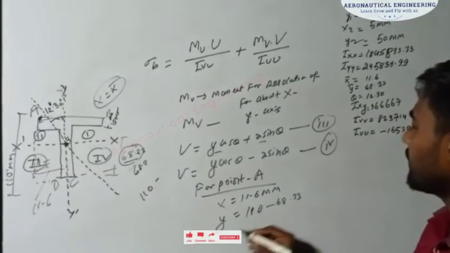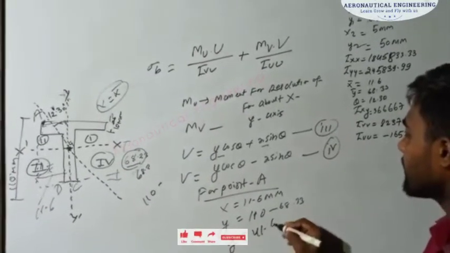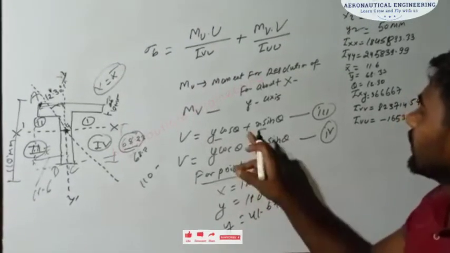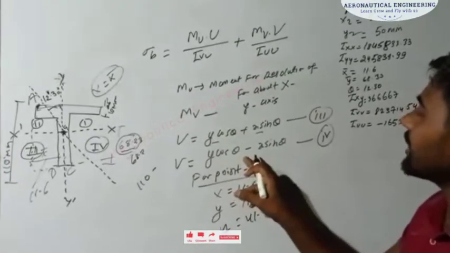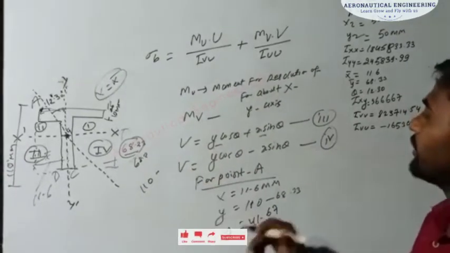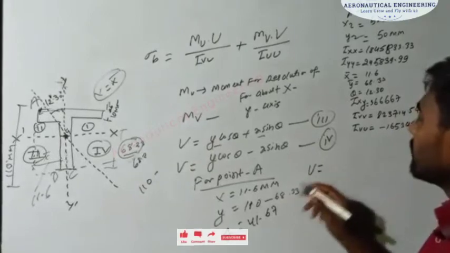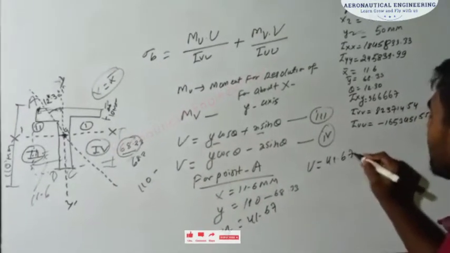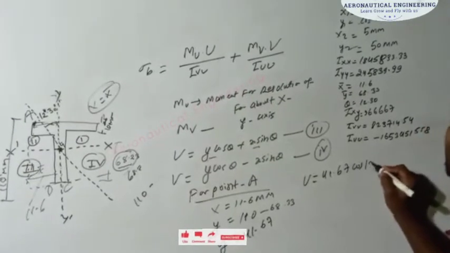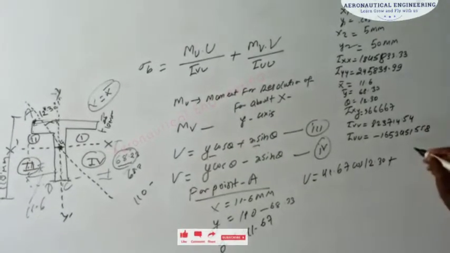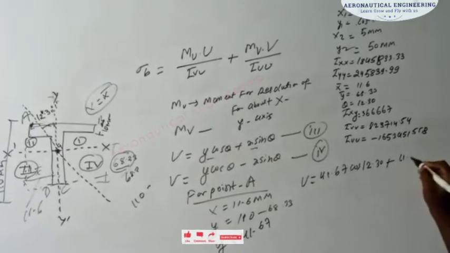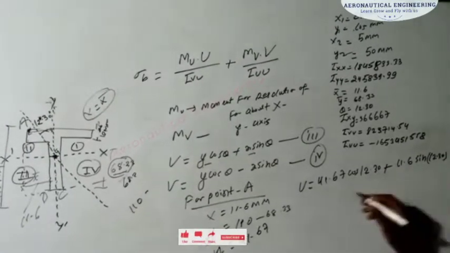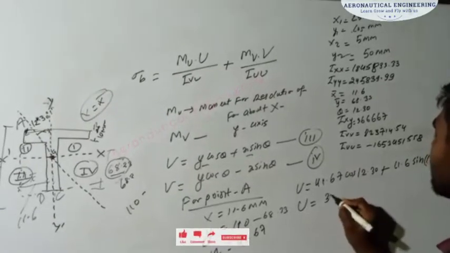110 minus 68.33, we get y equal to 41.67. Now we have to substitute x and y value in this equation and this equation, so we get the value of u and v for point A. So substitute u is equal to 40, y equal to 41.67, cos theta value we know that 12.30 plus x value is 11.6, sin theta value is 12.30. If you calculate this, we get u equal to 33.30.